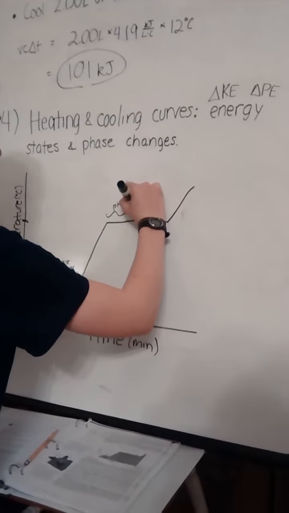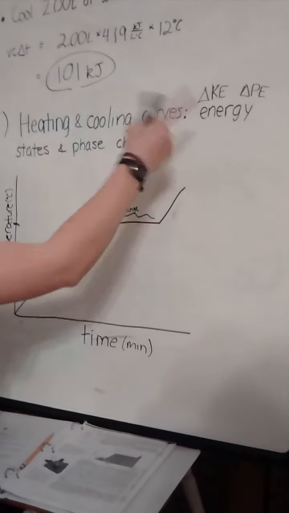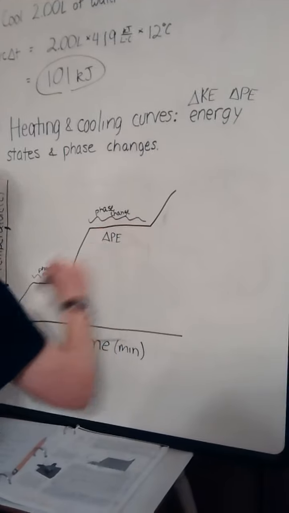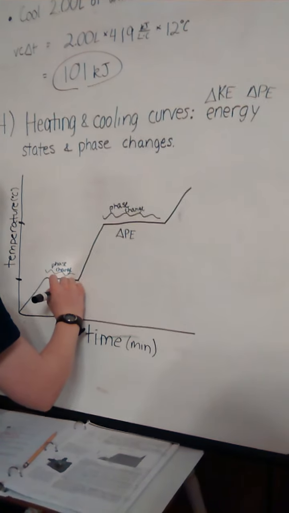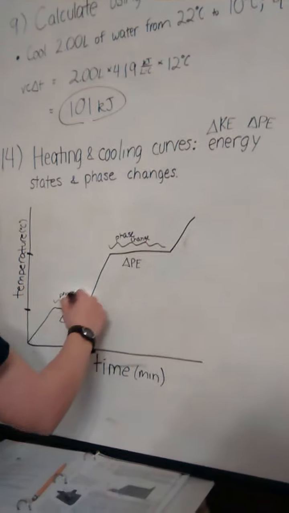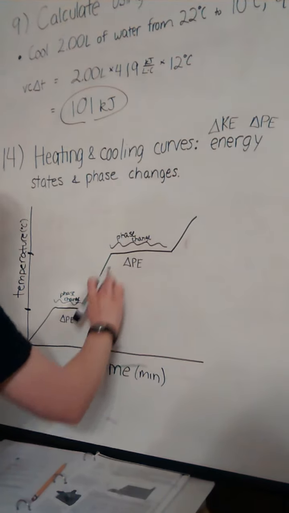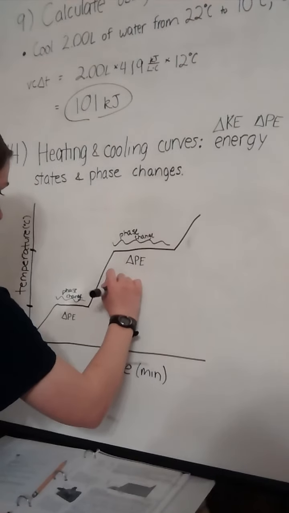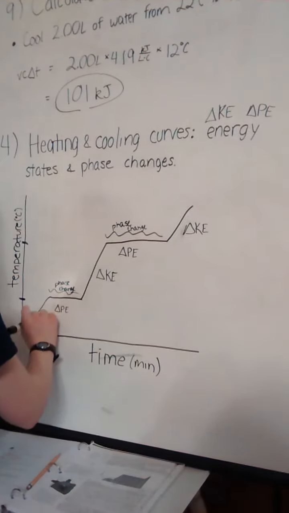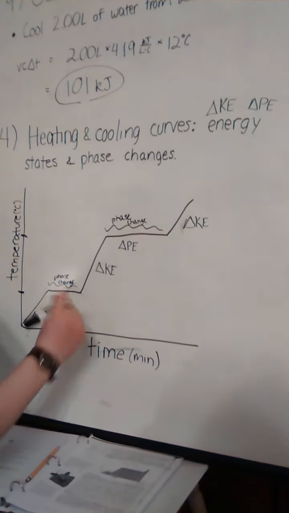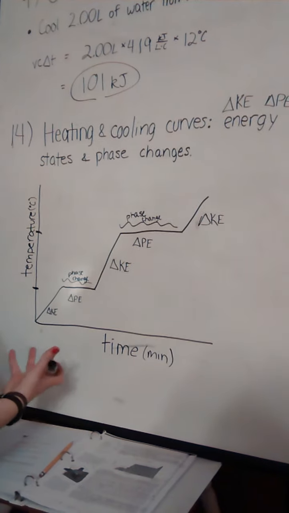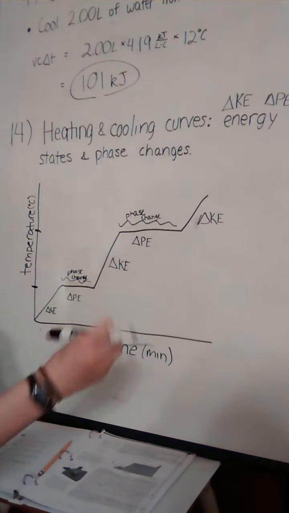And during phase changes, only potential energy is changing. So I'm going to write that down below. Potential energy, and it's the energy of position. And then kinetic energy is changing when this line is slanted, when temperature is increasing. So I'm going to write that off to the side. Kinetic energy. And potential energy is not changing while kinetic energy is changing. They're completely different. They change at different times.